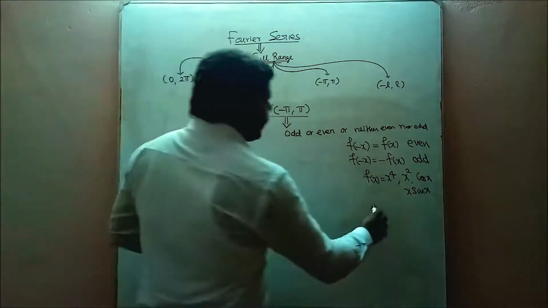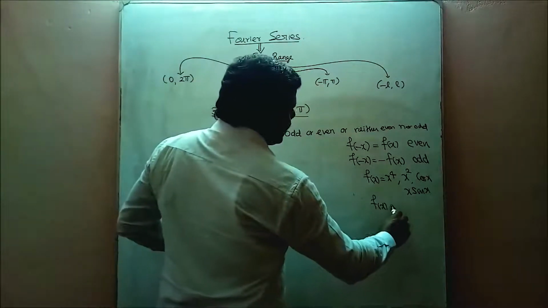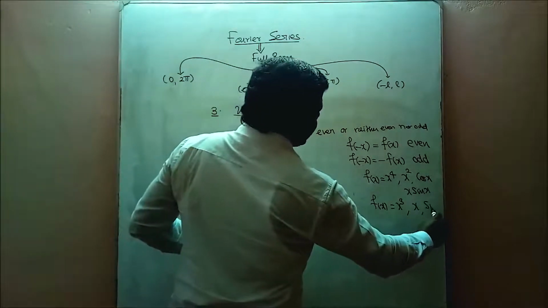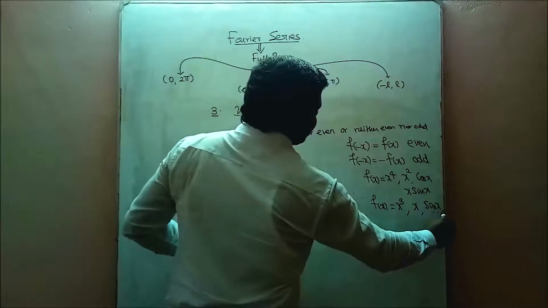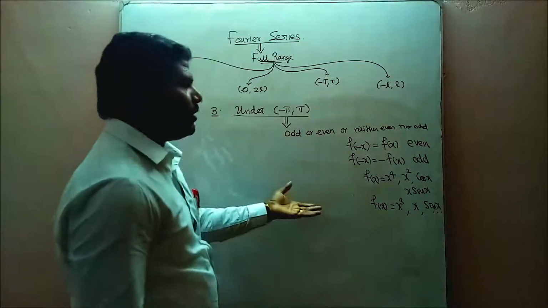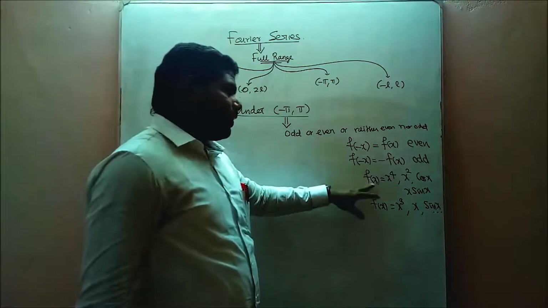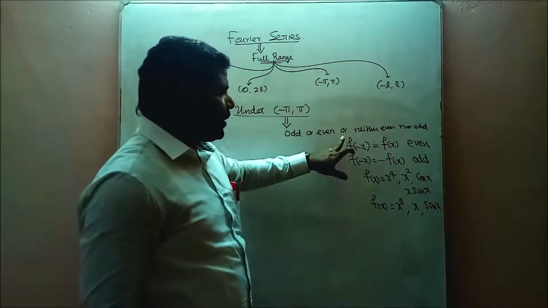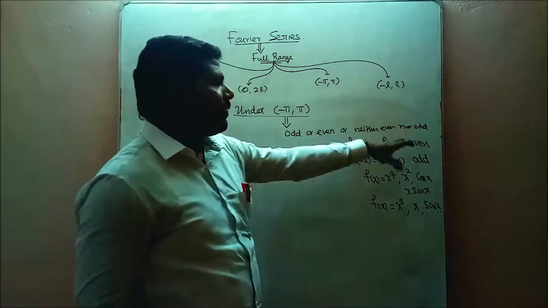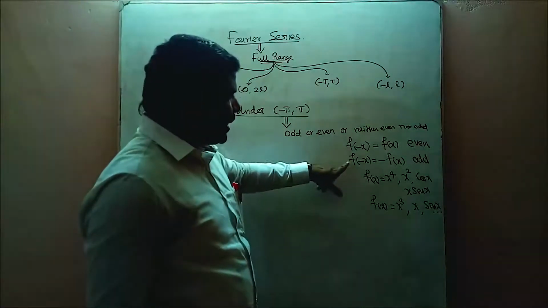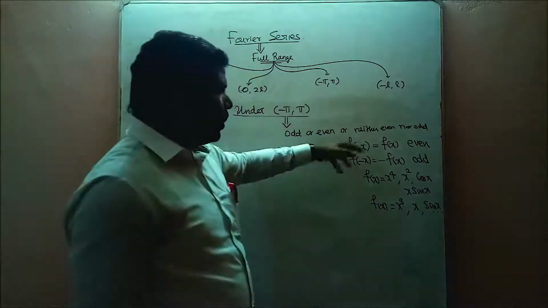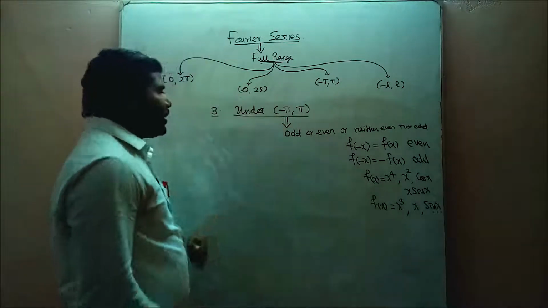இதே மாதிரி f of x is equal to x cube, x, sin x. இந்த மாதிரி வரக்கூடிய functions odd function அப்படின்னு சொல்லலாம். If it satisfies this condition we can say the given function is even. If it satisfies this condition we can say the given function is odd. So odd even check பண்றது first step.